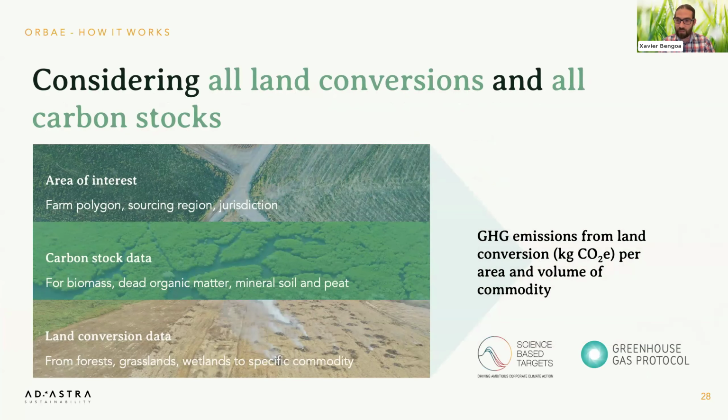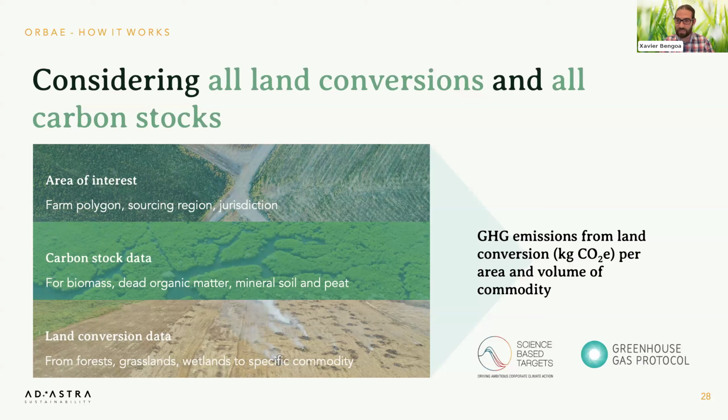Of course, this is only meaningful if it's entirely in line with the accounting principles set in the Greenhouse Gas Protocol. So our team has been directly involved in the drafting of the land sector and removals guidance land use change chapter that will be published at the end of this year. Among the many different requirements, one of them is to look at all types of land conversion. It's not just about forest, it's also grassland and shrubland conversion, wetland conversion. It's looking at all carbon stocks.